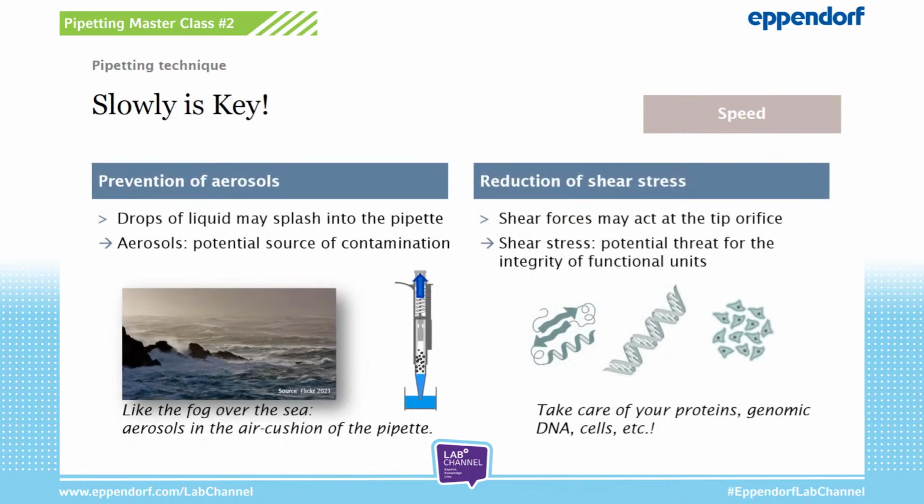During pipetting, the speed at which the liquid is aspirated and dispensed again also plays a major role. Here, working slowly pays off in 2 ways. First, slowly pipetting reduces the formation of aerosols and thus the risk of contamination.